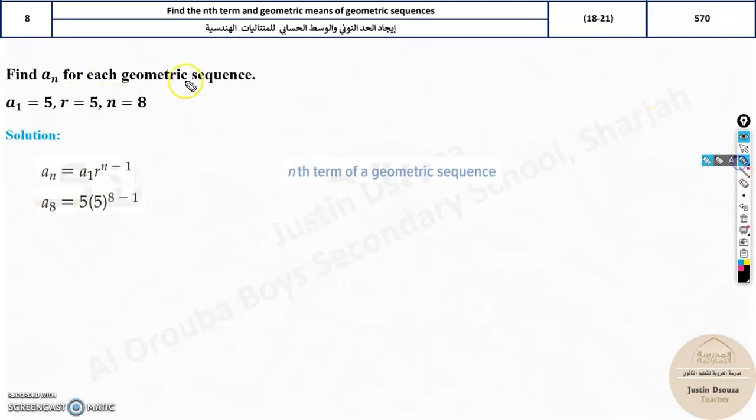Over here they have mentioned n is 8, so we need to find a subscript 8. Whenever we have a term below, it's called a subscript. Whenever it's a power, it's called a superscript. Now a8 is equal to 5, that is a1, and r is also 5, the whole power 8 minus 1, that is 7. All you need to do is substitute this. 5 to the power 7 is 78,125. Multiplied by 5, you will get 390,625. It is very basic, very simple. All you need to do is substitute, put it in the calculator, and solve.